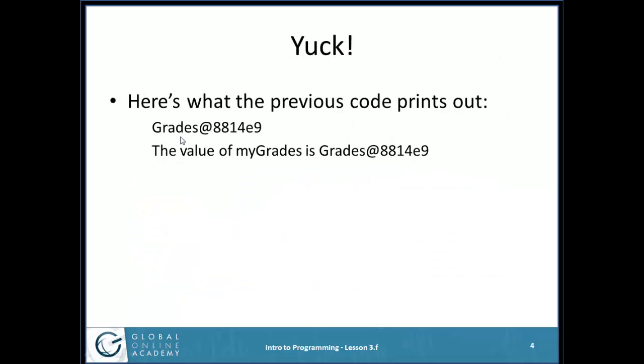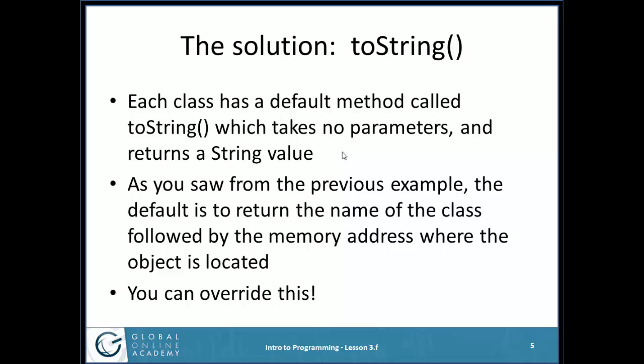You get this. Here's what the previous code prints out. Grades@8814E9. If you try it in Eclipse, you might get something a little bit different after the @ sign. And then it'll print the value of myGrades is Grades@8814E9. What's it doing? That isn't a test score of 100 or 90 or 80.